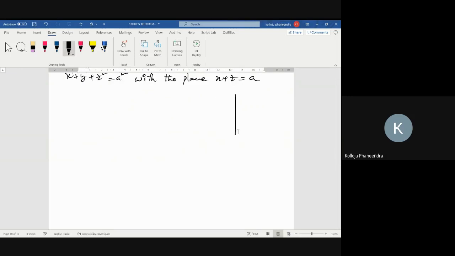So the figure may be like this. This is the x axis, this is the z axis, and this is the y axis. This is the sphere. And what is x plus z equal to a? Definitely it is a plane in the zx plane. Okay, got it?